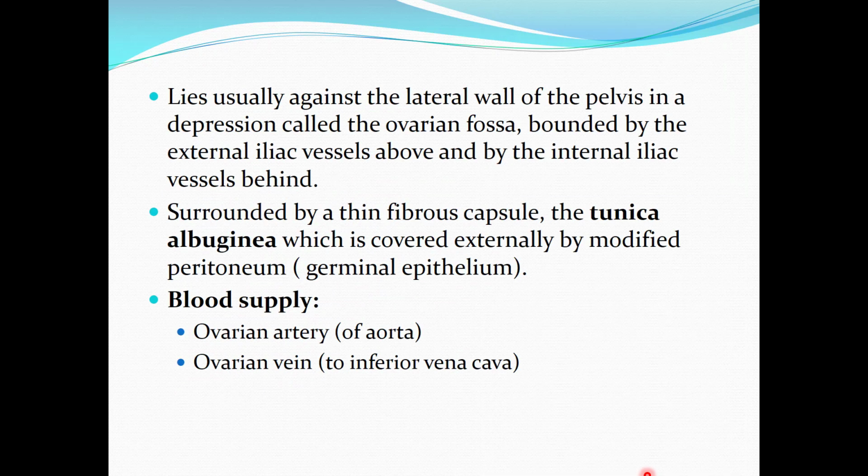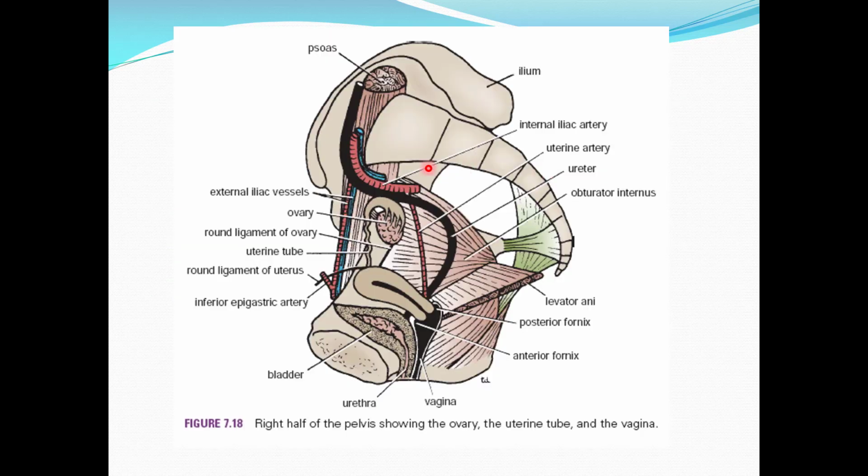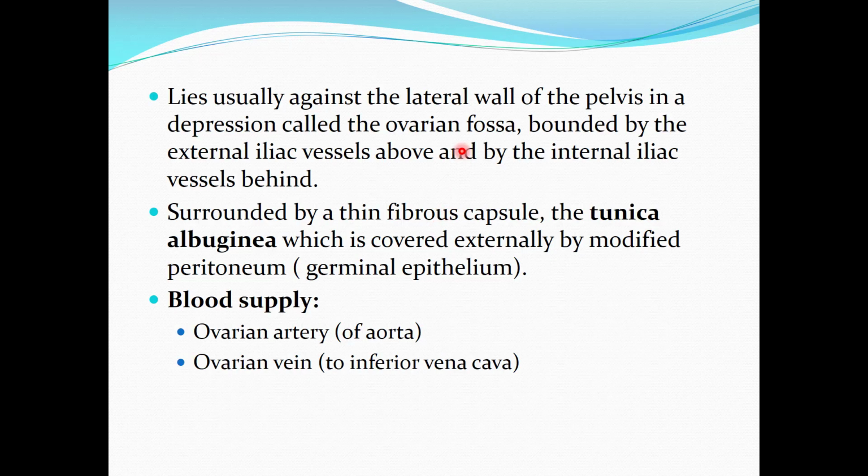The ovary lies usually against the lateral pelvic wall in a depression called the ovarian fossa. It is bounded by the external iliac vessels above and by the internal iliac vessels behind. See here in this diagram, above there are the external iliac vessels, and behind, the internal iliac vessels will pass behind the ovary. So this is a very important relation which you have to learn.